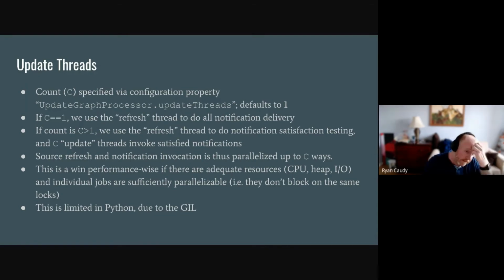If we set that to be greater than 1, then the refresh thread is really just responsible for dispatching notifications to do. And in my slide here, you have update threads that are actually used to invoke notifications. Now, the thing about this is we're parallelizing this work, but how effective that parallelization is depends very much on whether you have adequate resources for the job, and whether those jobs are in fact parallelizable.